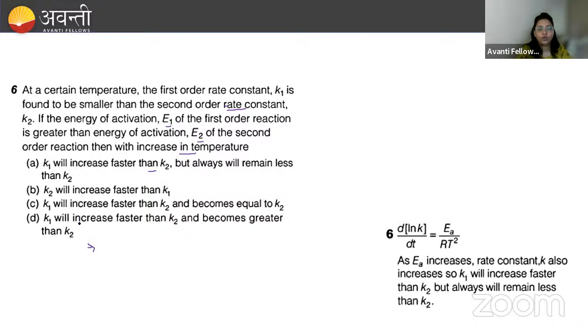What we need to consider here is that we know the relationship between the rate constant and energy of activation. So what is the relation between them? You can see here the change in the rate constant with respect to temperature, that is d ln K by dT, of a given reaction is equal to Ea, that is energy of activation, divided by RT squared. So as the energy of activation increases, what is happening? Rate constant K is also going to increase, because they are directly related, right?